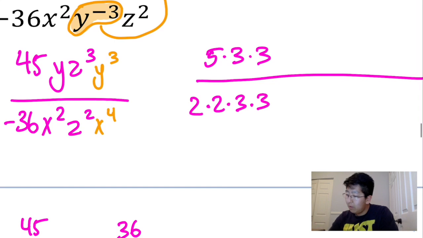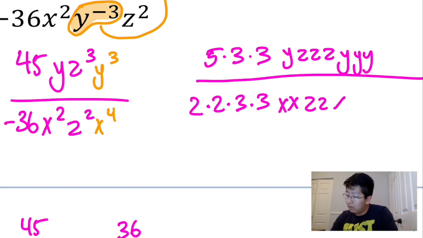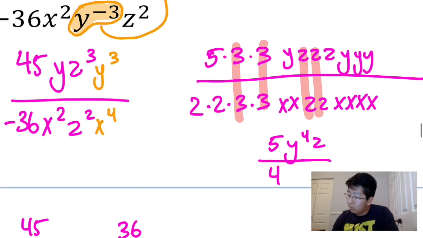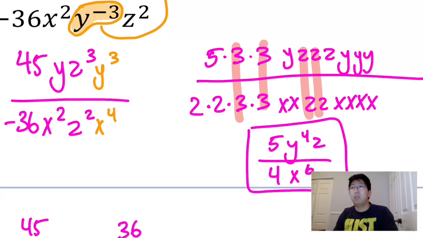Okay. And then we have y, z, z, z, y, y, y. We have x, x, z, z, x, x, x, x. Let's create our ones. 3 and 3. And z and z. On the top we have 5 y to the 1, 2, 3, 4, z over 2 times 2 is 4 x to the 1, 2, 3, 4, 5, 6. Okay.